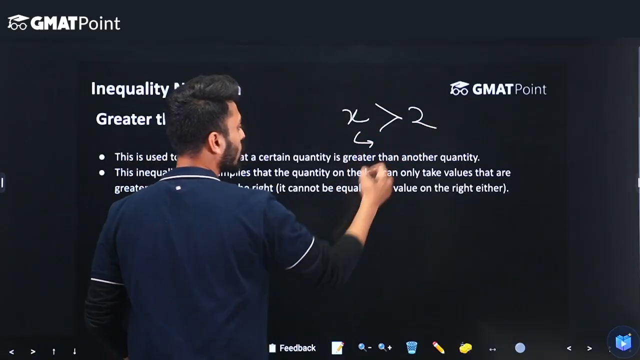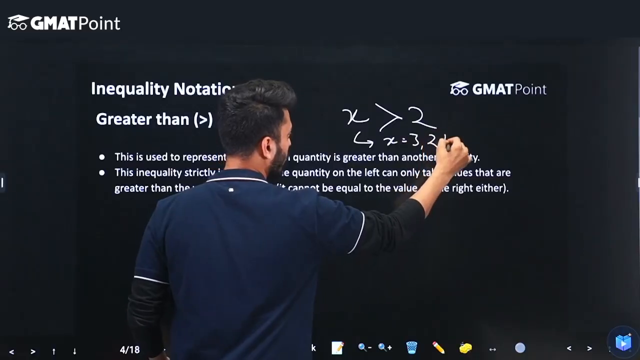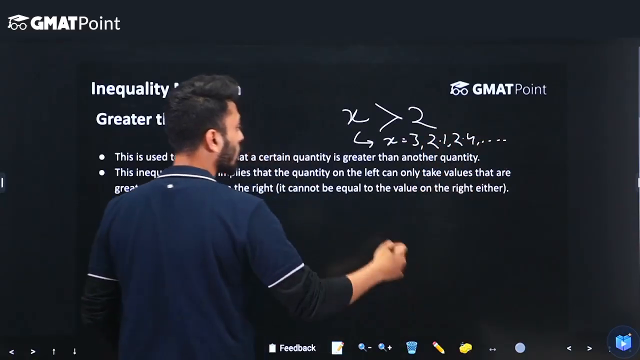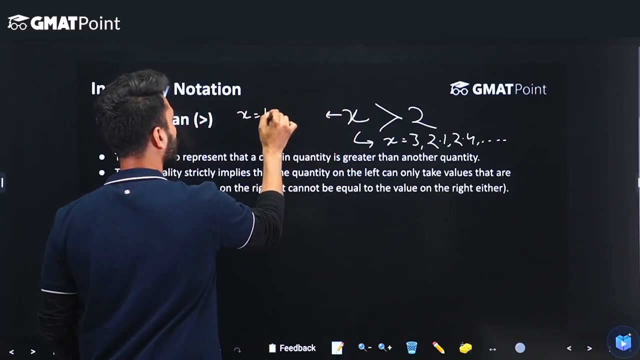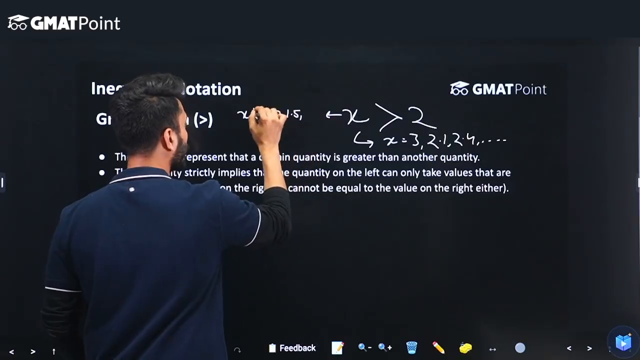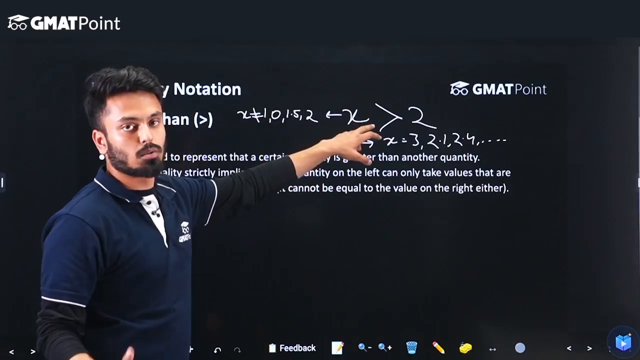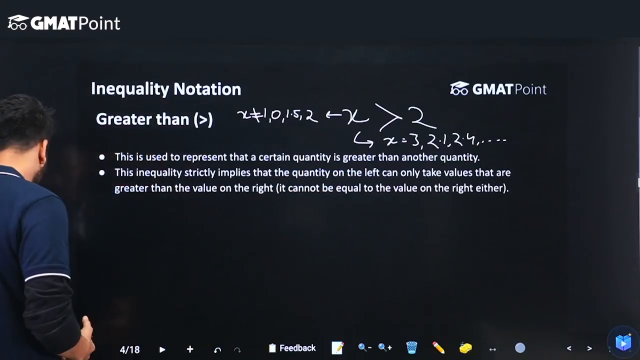What are some allowed values for this? You could have x equals 3, or you could have 2.1, 2.4, and so on. What are some not allowed values of x? You cannot have x equals 1 or 0 or 1.5, and you also cannot have x equal to 2. Because x has to be larger than 2, being equal to 2 does not satisfy that constraint for us. Let's look at the next one.